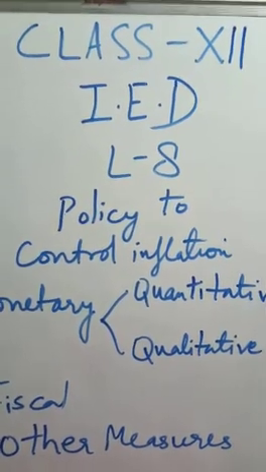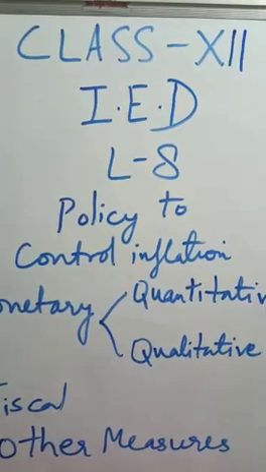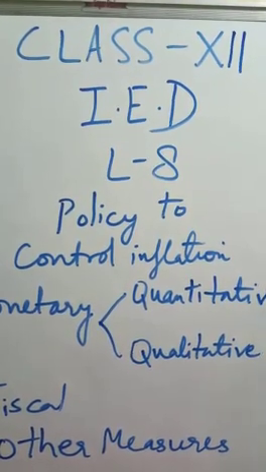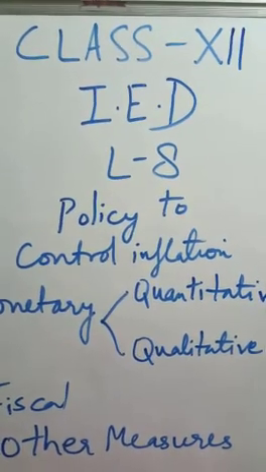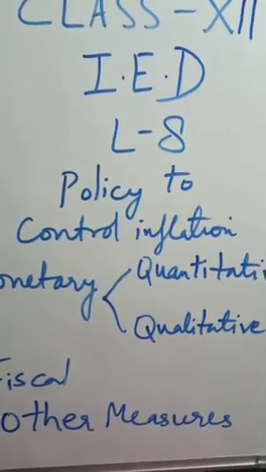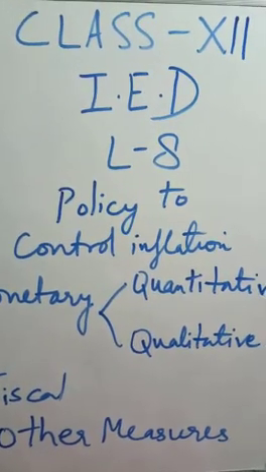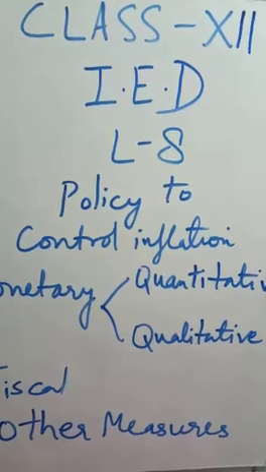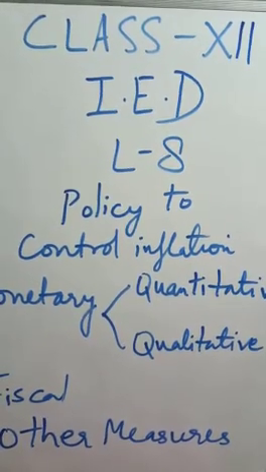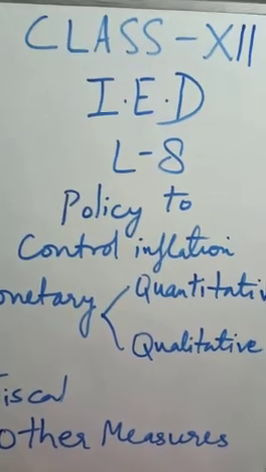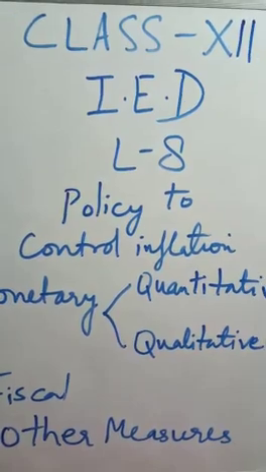Last is population control measure. Effective population control measures will help a lot in reducing the excess demand, and finally inflation gets controlled. Now once again, in this chapter we have learned the introduction of inflation, meaning of inflation, types of inflation, demand pull and cost push inflation, causes of inflation, adverse effects of inflation, and policies to control inflation.